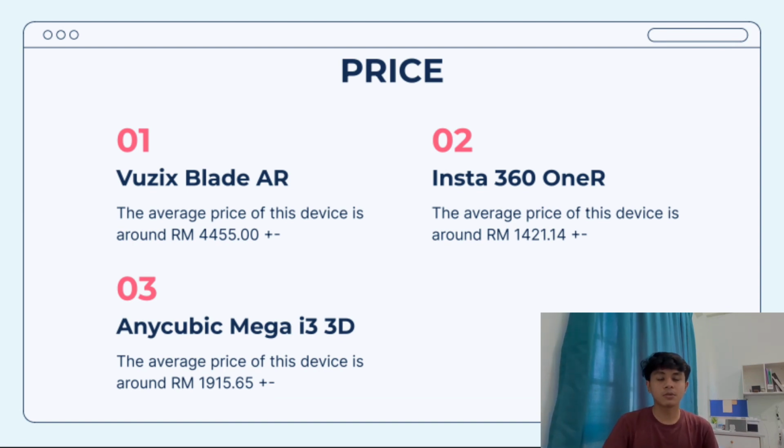My name is Muhammad Iman Hakimi bin Adnan. So today in our group, I would like to talk about the price of the 3 devices that we choose. So the first one is the Vuzix Blade. So the price of this device is around 4,455 ringgit plus minus. So the company Vuzix plans to deliver a developer version of the product in the next few months, with a consumer version coming in the second quarter of this year. The price right now is $1,000, but Vuzix hopes to bring it down to less than $500 with future generations.